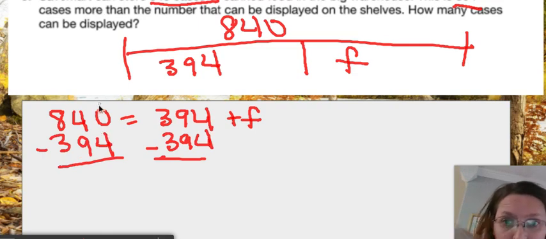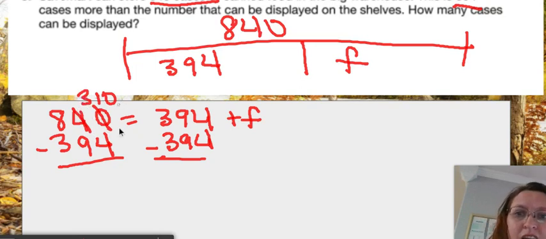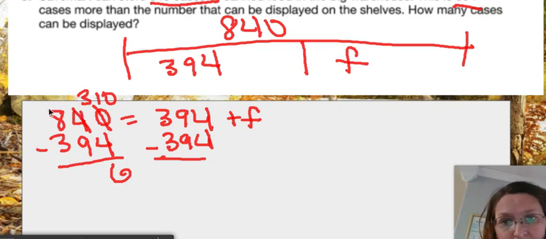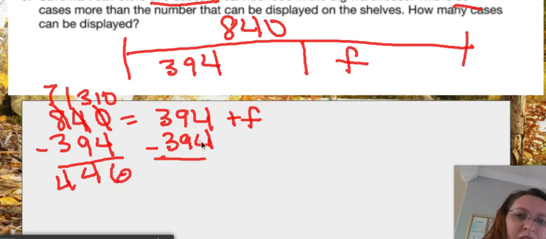So I have 0 minus 4. Can't do it, so my 0 becomes a 10. My 4 becomes a 3. 10 minus 4 is 6. 3 minus 9, I can't do, so I have to borrow from my 8. My 8 becomes a 7, and my 3 becomes a 13. 13 minus 9 is 4, and 7 minus 3 is 4. So my answer would be 446.